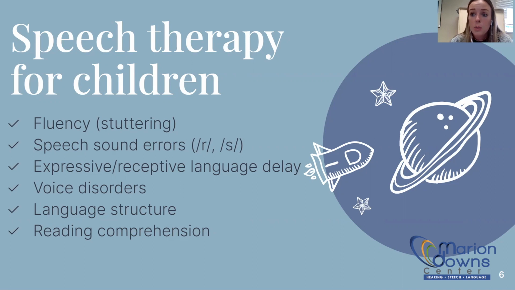And then receptive language, again, is following those directions, understanding what is said. So if mom says, "Where's the dog?" Does the child point to the dog, or are they paying attention to what's being said? And then along with expressive and receptive language delays, we also evaluate for hearing loss because that can sometimes contribute to that delay.